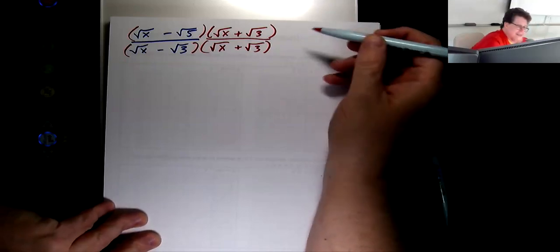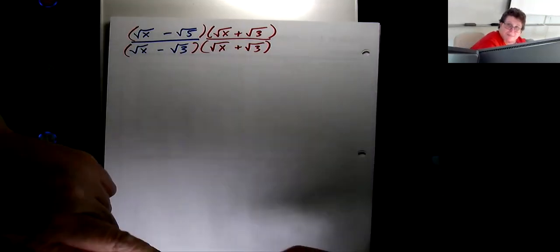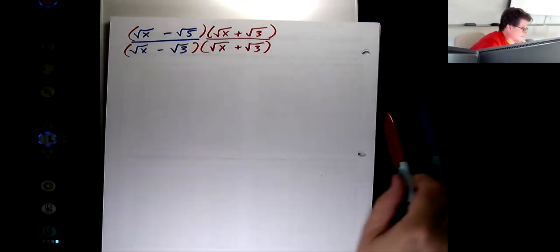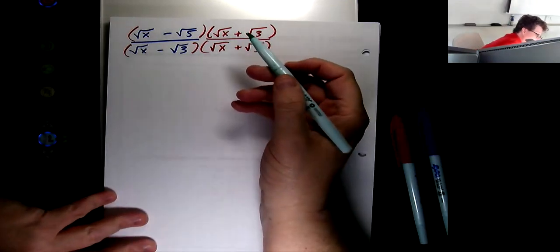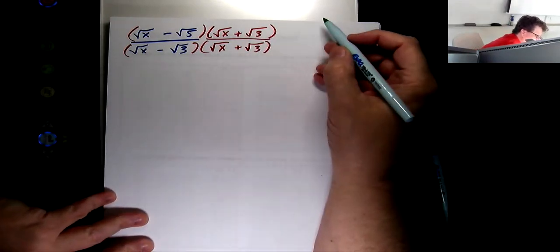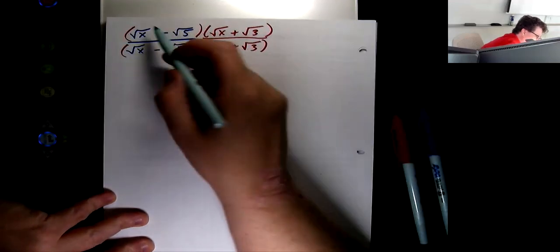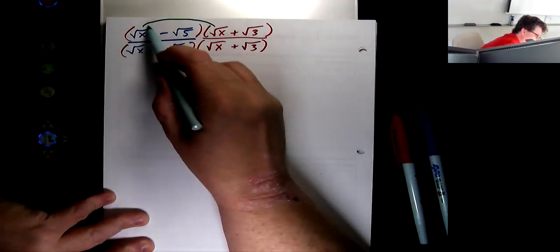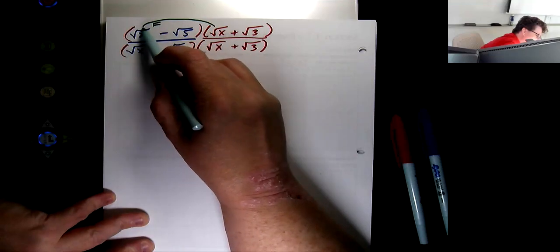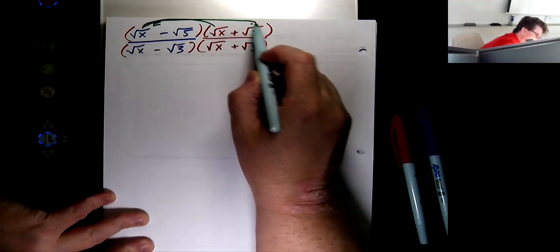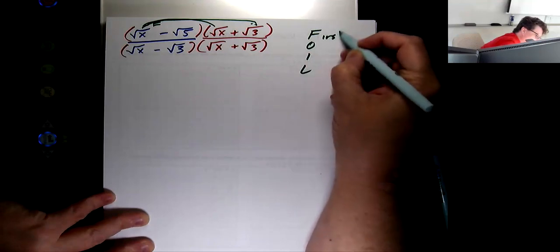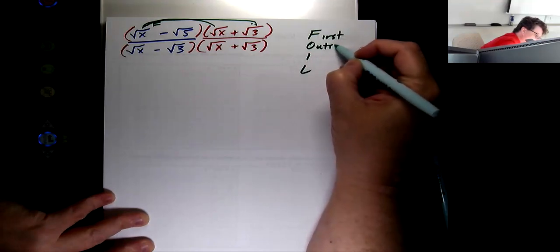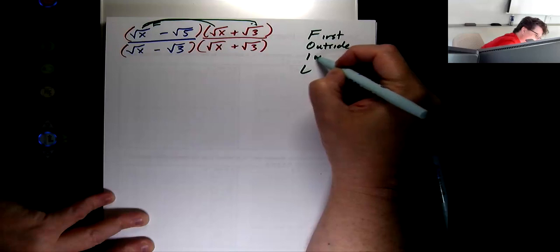Alright, so what does that mean? What do I do with this now that we got to this point? Well, I use FOIL for the top. FOIL, that's really what we gotta do. FOIL is F, first, and then outside, if y'all don't know FOIL. It's first, outside, inside, and then last.